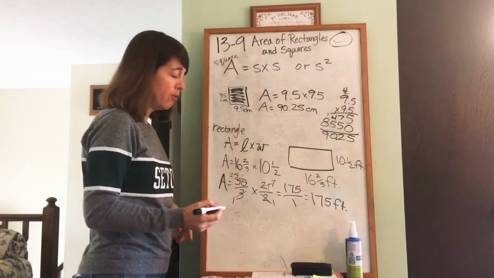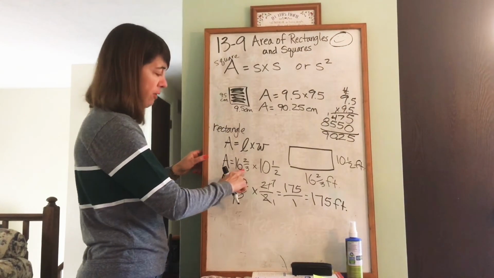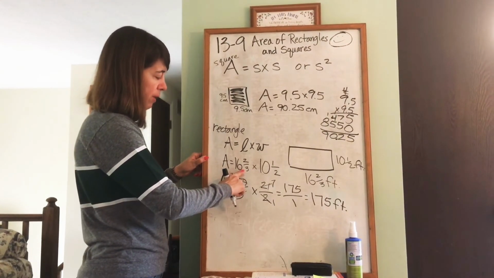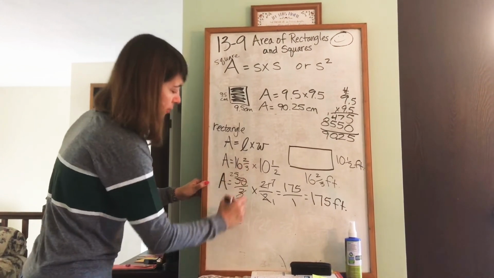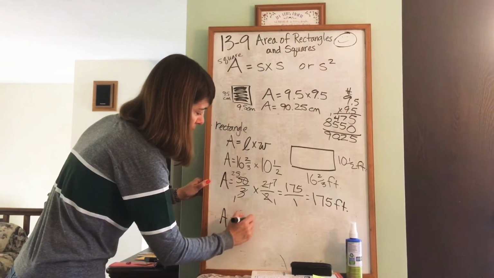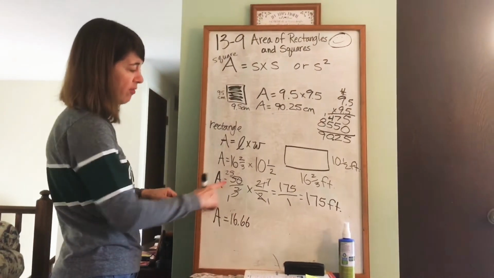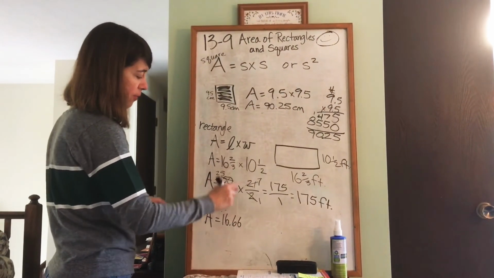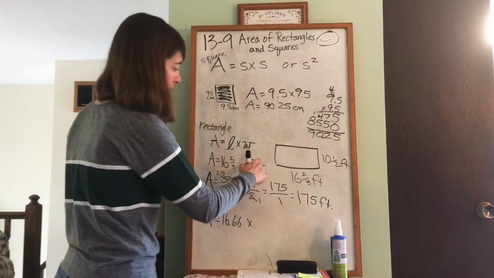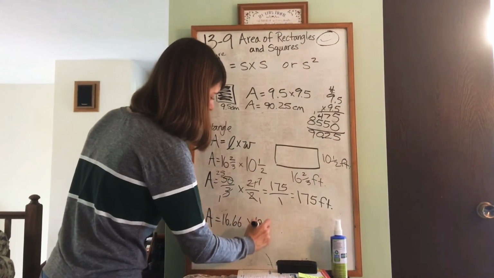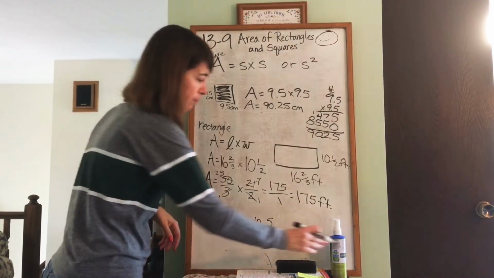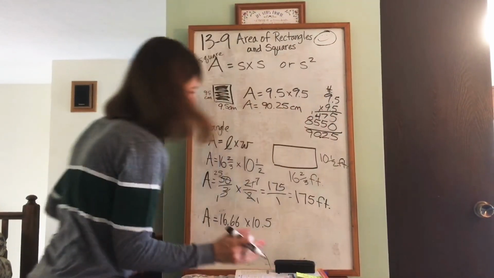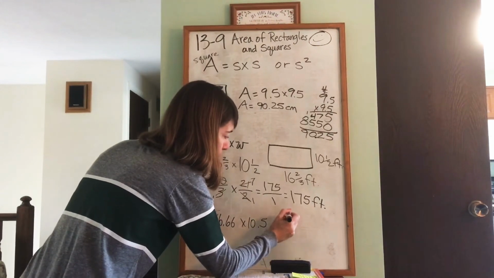Now, the other thing we can do here is we could also have changed these to decimals. So we could have changed 16 2/3 to 16.66, that is the decimal, 0.66 is the decimal for 2/3, times 10.5, because it was 10.5, and then doing our multiplication, we're going to have to work real low over on this side of the board, bear with me.